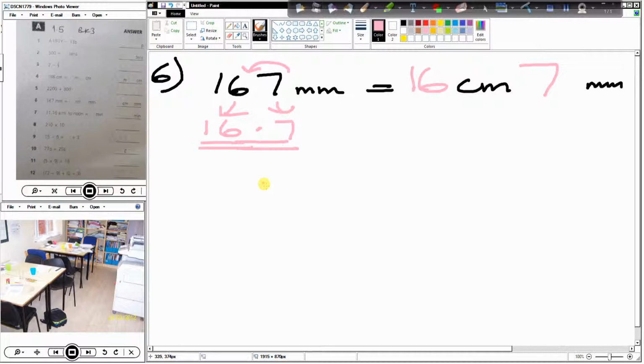So the answer would be 16 centimeters and 7 millimeters, because they want the answer in part centimeters and part millimeters.